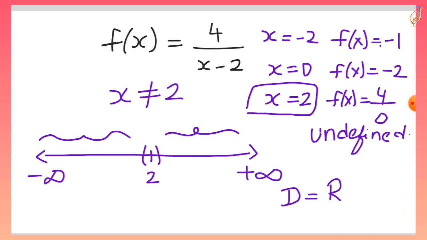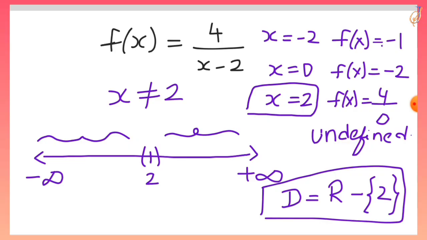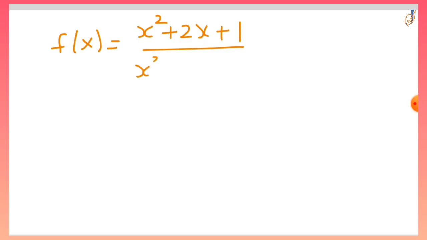Capital R represents the set of all real numbers except the single point 2, isn't it? This is the domain of this function. Let's see one more example of a rational function. Suppose we have a function f of x equal to x power 2 plus 2x plus 1 over x raised to the power of 2 minus 8x plus 12.